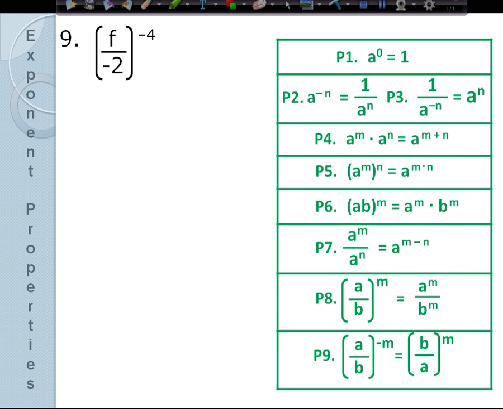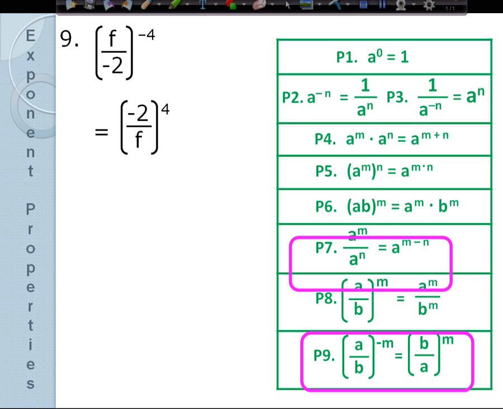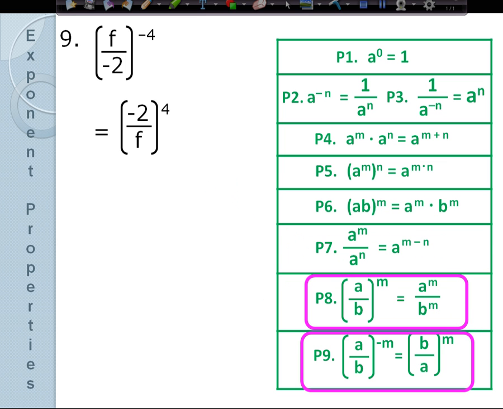All right, number 9 says f divided by negative 2, all raised to the negative 4th power. We're going to first look at property number 9 that says if we have parentheses raised to a negative exponent, then we're going to flip our fraction, and that's going to make our negative exponent positive. So we're going to put the negative 2 on the top and the f on the bottom, and our 4 is going to turn into a positive 4. Then we're going to use property number 8 that says everything inside the parentheses is going to get taken to the 4th power. So we're going to say negative 2 to the 4th over f to the 4th. And it says the negative 2 must be in parentheses.